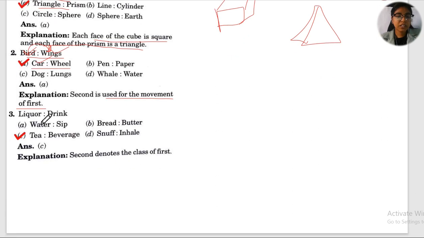Third is liqueur and drink. The option relevant to it will be tea and beverages. The second denotes the class of the first. Liqueur comes under drink and tea comes under beverages. So this is showing the class of the particular drink. Fine.